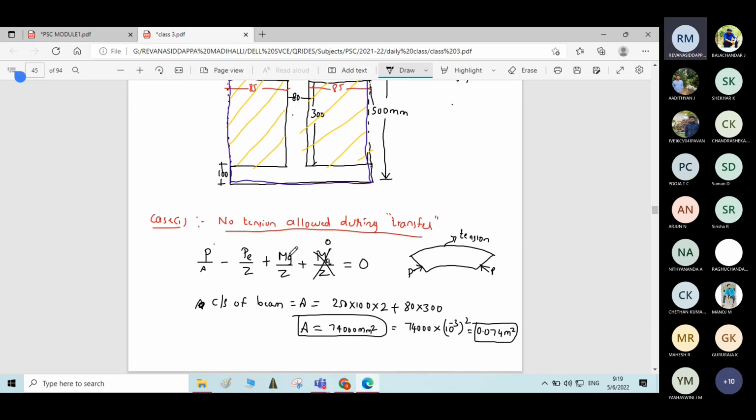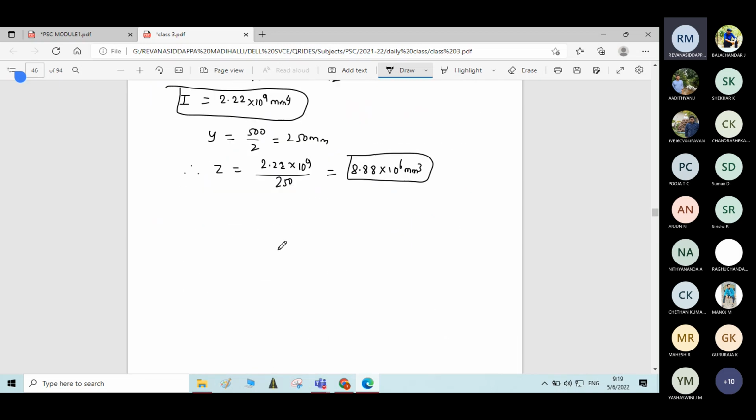Then what else is required? Mg is required. What is Mg? Moment due to dead load of the beam. To calculate moment due to dead load of the beam, you need the intensity of the dead load. Okay, first you calculate dead load moment.